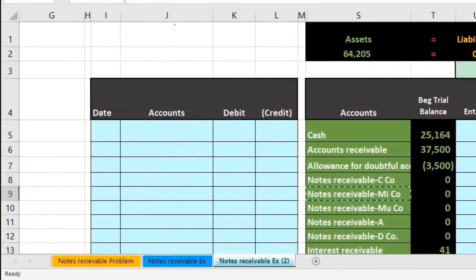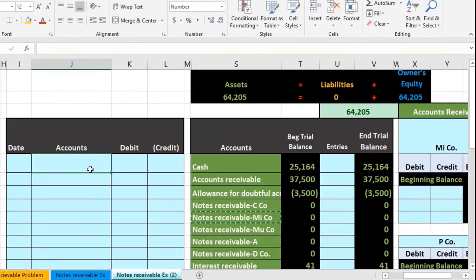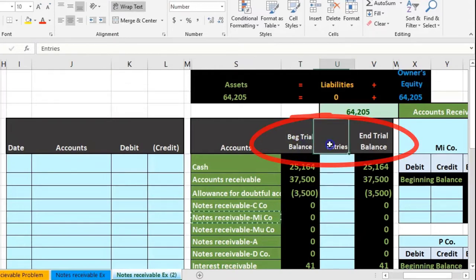Then we're going to post that information as needed to the general journal. We'll record that, I should say, to the general journal, and then post it to a little worksheet here, rather than the full general ledger. This worksheet shows the beginning trial balance, our adjustments, and the ending trial balance.